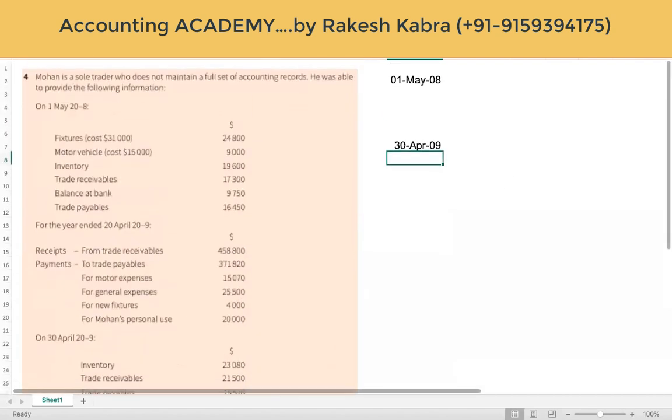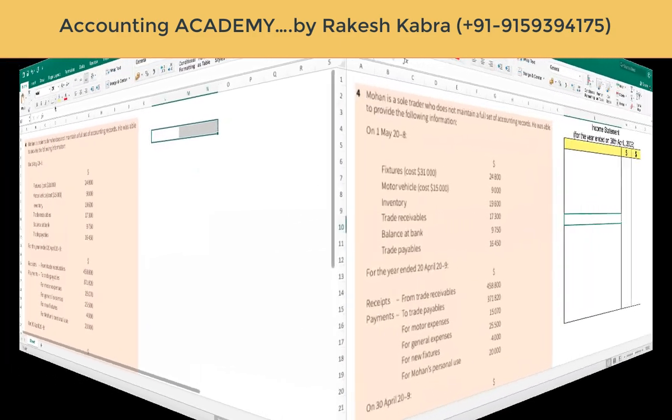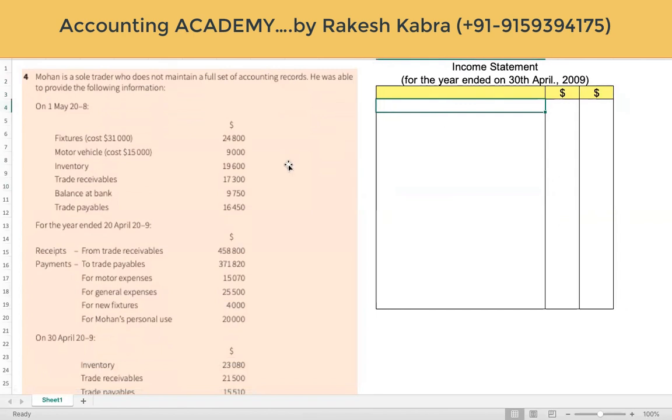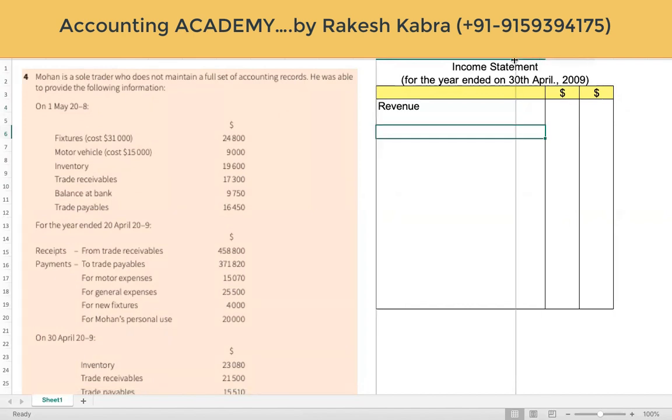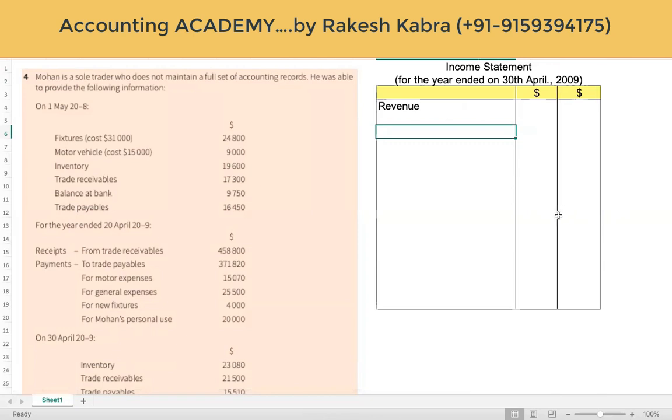First they are asking to prepare the income statement, so let me draw the format of the income statement. Which item should we take first in the income statement? Revenue. Let me check whether revenue is there. Revenue is not given, we need to find revenue. Now how to find revenue? We'll prepare the total trade receivable account.